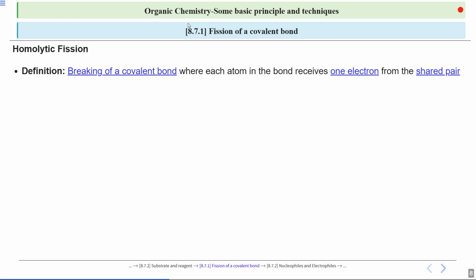Homolytic fission is the breaking of a covalent bond where each atom receives one electron. You know that a bond generally consists of two electrons, and when you break the bond homolytically, the electrons are distributed symmetrically, meaning the participating atoms of the bond get one electron each from the shared pair. Now you can understand the same thing with the help of an example. Here we have an alkyl halide, so we are representing it as RX. X is your halogen, R is your alkyl group.